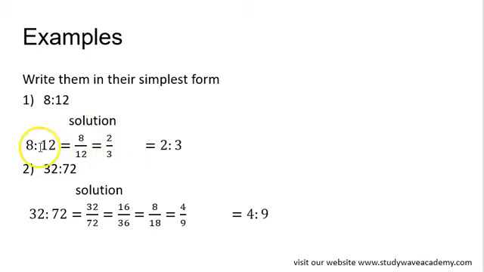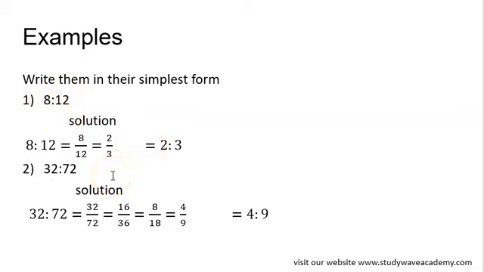So the simplest form of 8 ratio 12 is 2 over 3, and it can also be written as 2 ratio 3. Did we get that? We got that, right? The simplest form of 8 ratio 12 can be written as 2 ratio 3, or 2 over 3. Did we get that? Yes, we got that right. So that is what we mean by changing the ratio of this number to the simplest form.